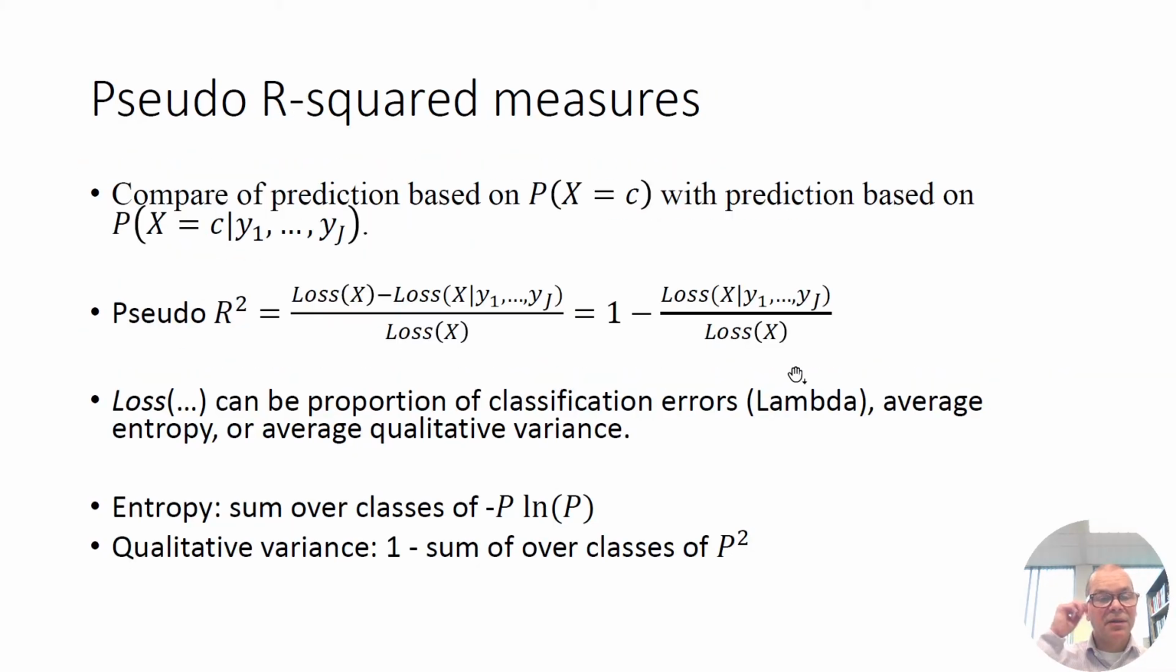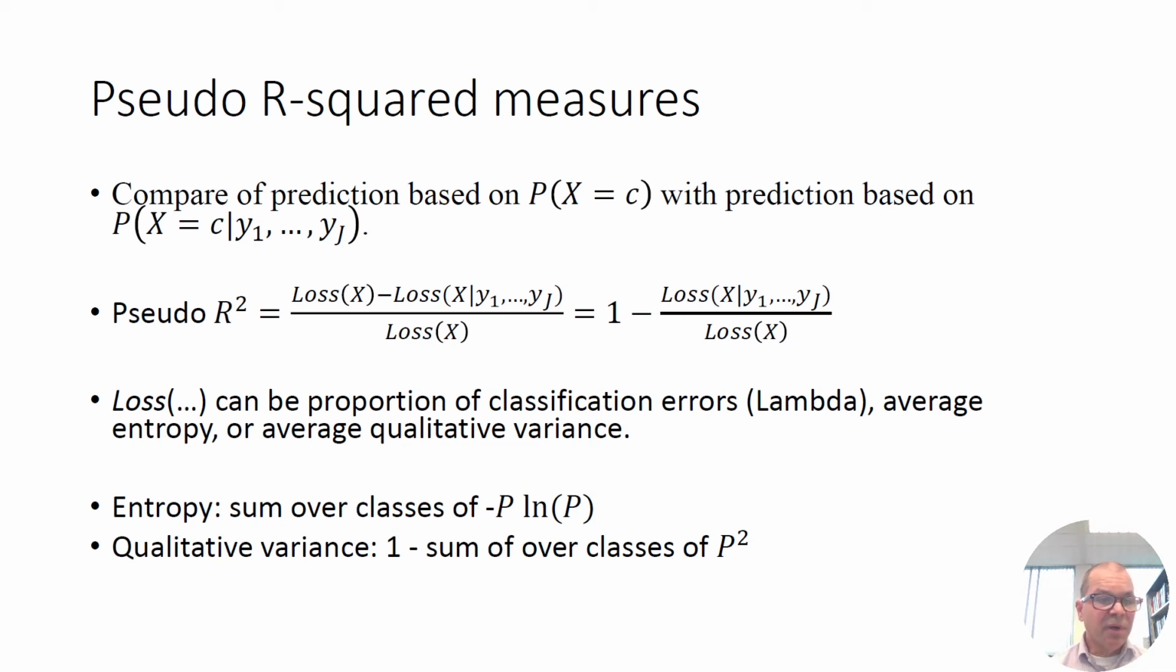Let's look now at the pseudo R-square measures. Basically what these pseudo R-square measures do is compare the prediction of class membership based on only the cluster proportions with the prediction based on the probability of being in a certain class conditional on the responses, using the posterior class membership probabilities. So you want to see how much better you can predict the class membership if you use information on the responses compared to the situation in which you don't use information on the responses, if you don't know anything about the person.